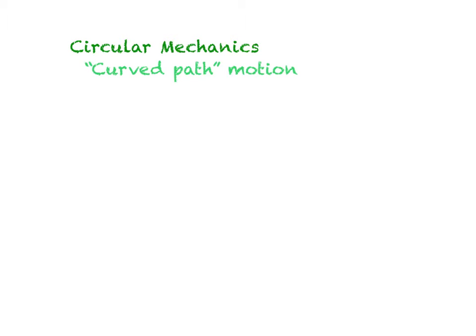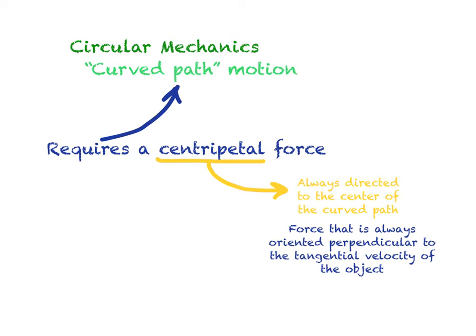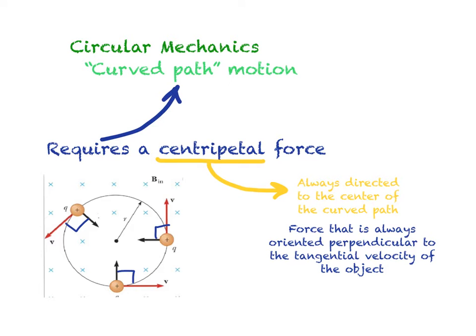So hopefully you remember from circular mechanics, when we're dealing with objects that curve or have curved paths or move in circular paths, that they require a centripetal force. Now, a centripetal force is a force that is always directed to the center of the path. What's a little bit of a better description than saying it that way would be to say that the force would always need to be perpendicular to the instantaneous tangential velocity. So that's a mouthful. So let's look at this.